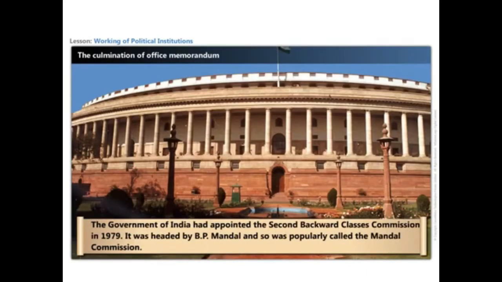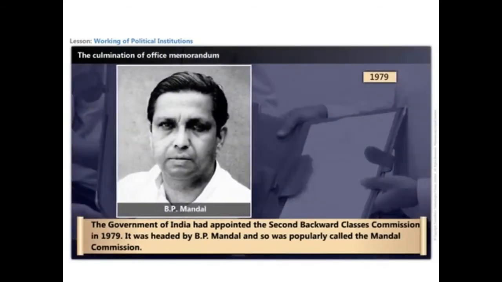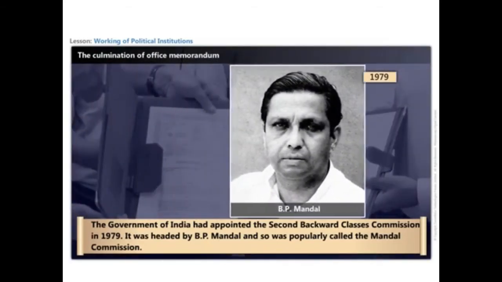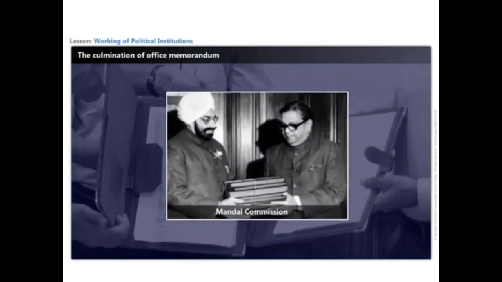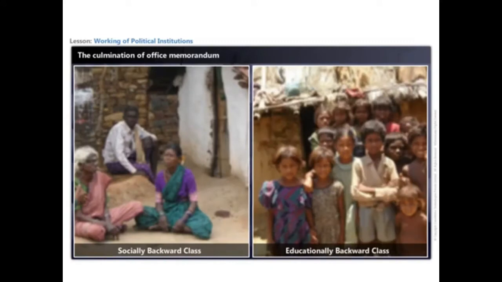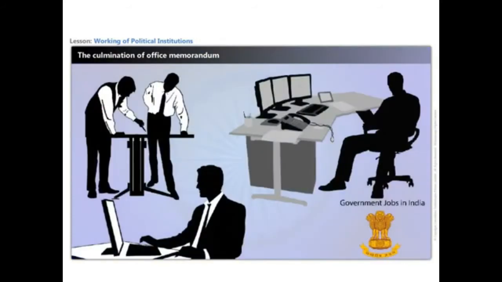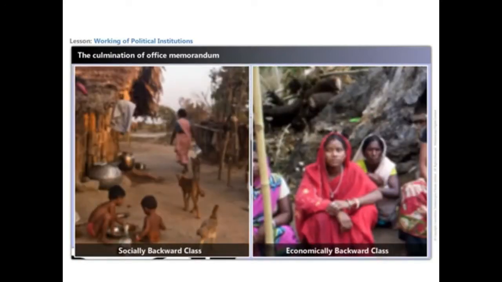The Government of India had appointed the Second Backward Classes Commission in 1979. It was headed by B.P. Mandal and so was popularly called the Mandal Commission. The commission was asked to determine the criteria to identify the socially and educationally backward classes in India and recommend steps to be taken for their advancement. The commission gave its report in 1980 and made many recommendations. One of these was that 27% of government jobs be reserved for the socially and economically backward classes.